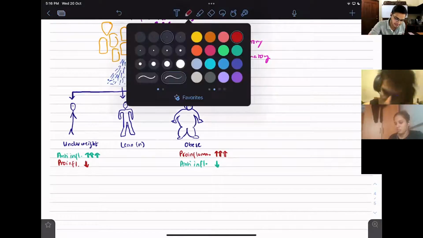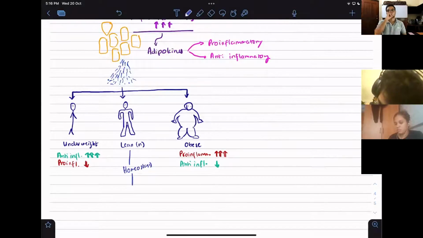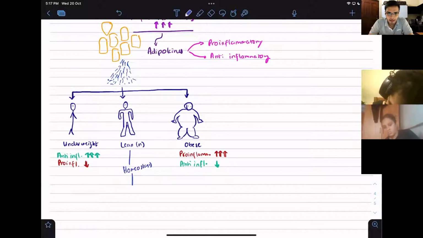Then what is this lean? This is our normal BMI, guys. This is homeostasis. This is the homeostasis in normal BMI, so there is going to be a proper balance there. But in obesity, what happens? Pro-inflammatory adipokines increase. If you're underweight, what happens? Anti-inflammatory adipokines increase. Now look at this, guys.